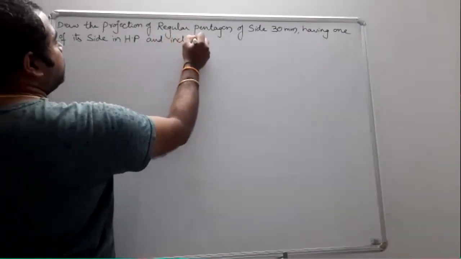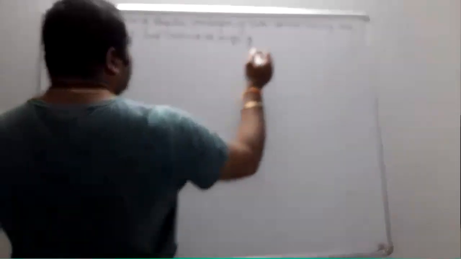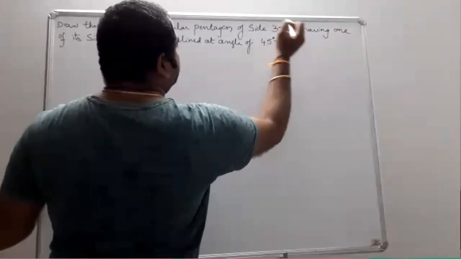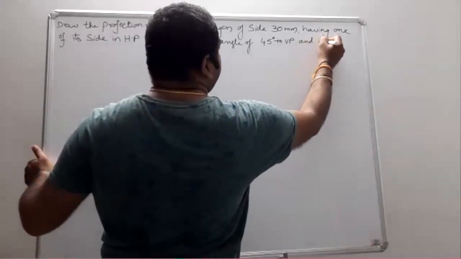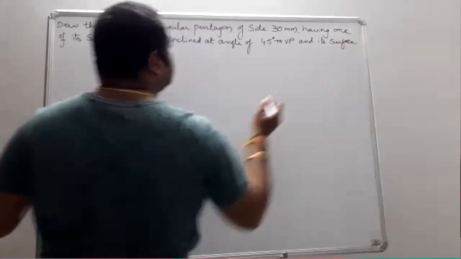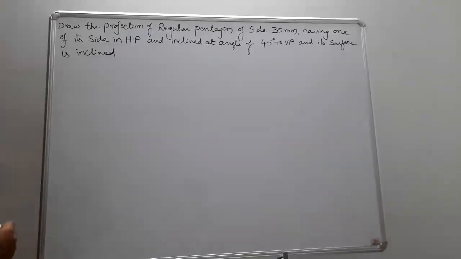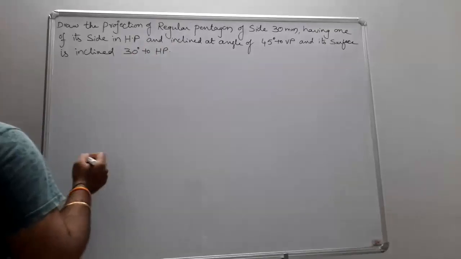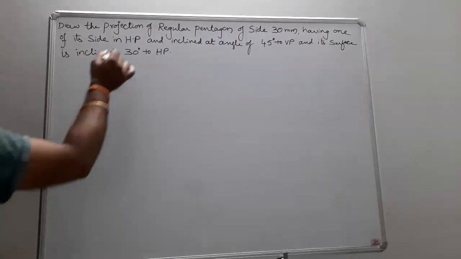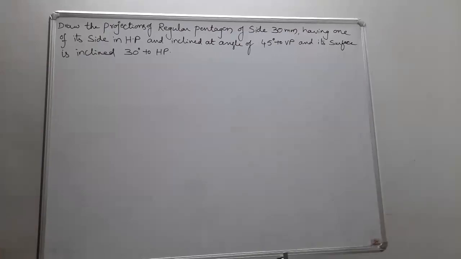And inclined at an angle of 45 degrees to the VP. And its surface is inclined 30 degrees to HP. Is it visible, students? Is it visible now? The problem is visible.